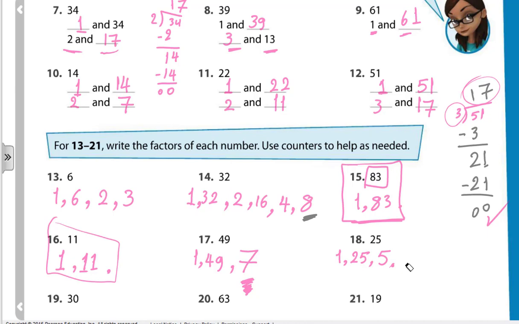5 multiplied by 5 equals 25. Excuse me, this is question number 19. And 30: 1 multiplied by 30. Okay. And 3 multiplied by 10. What about 2? 2 multiplied by 15. Okay, do not skip. You should go 1, 2, 3. Okay? 2 multiplied by 15. 3 multiplied by 10.